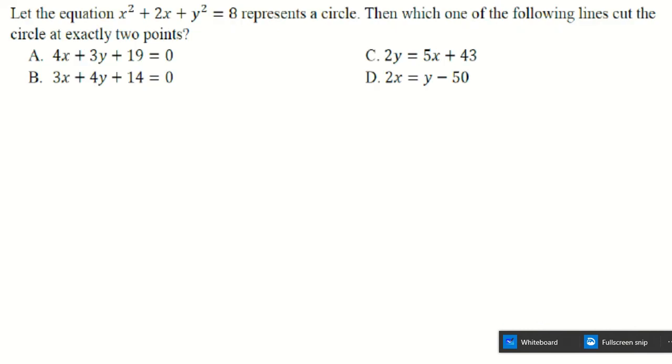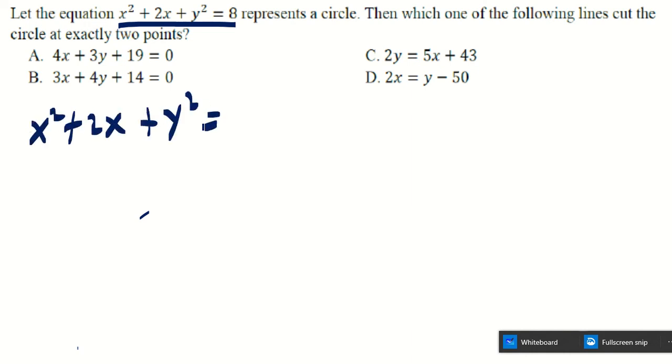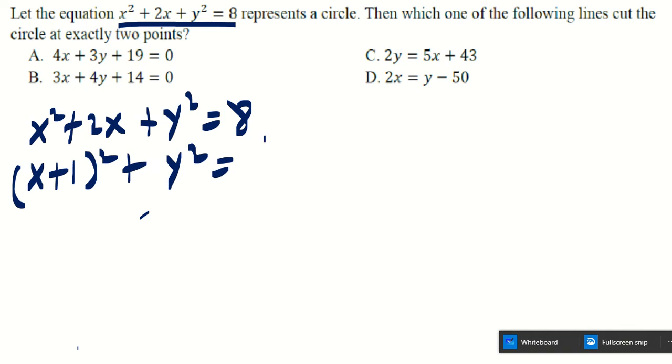Okay, next question. Let the equation x squared plus 2x plus y squared is equal to 8 represent a circle. Then which one of the following lines cuts the circle at exactly 2 points? This time, first of all, write the equation of the circle in standard form and get the radius. That means x squared plus 2x plus y squared is equal to 8. This is the equation of the circle. Then x plus 1 the whole square plus y squared is equal to 9. What did I do? I take half of 2, which is 1. 1 will be added to the right side and to the left side, both. Let's do it.